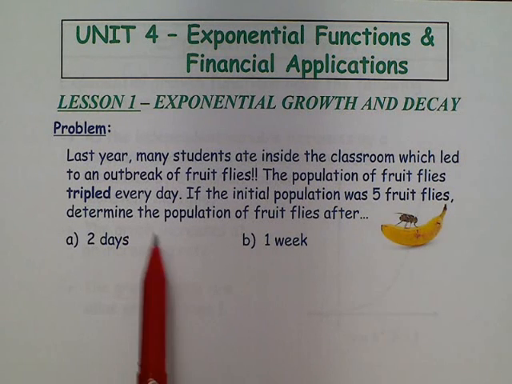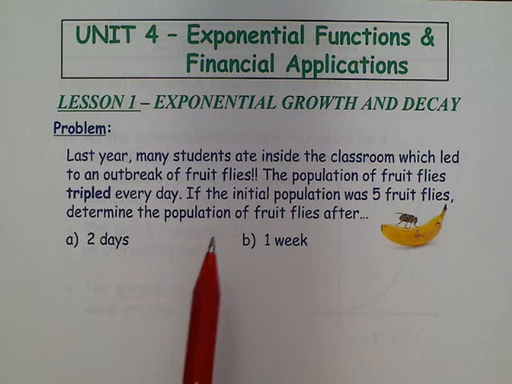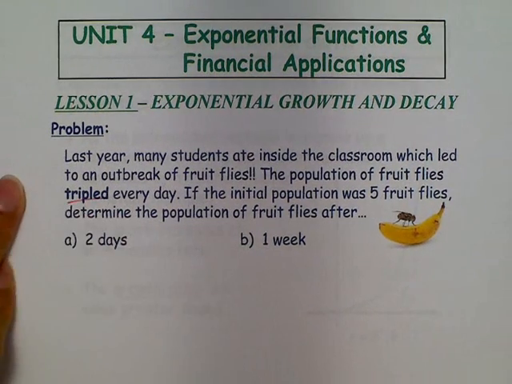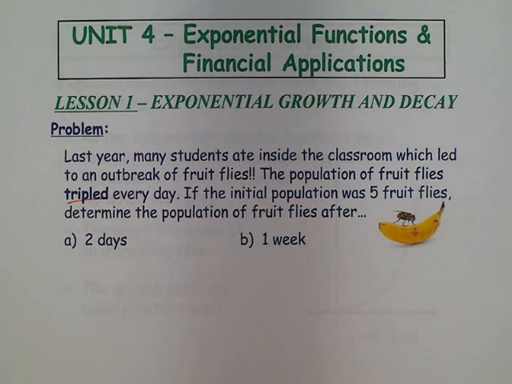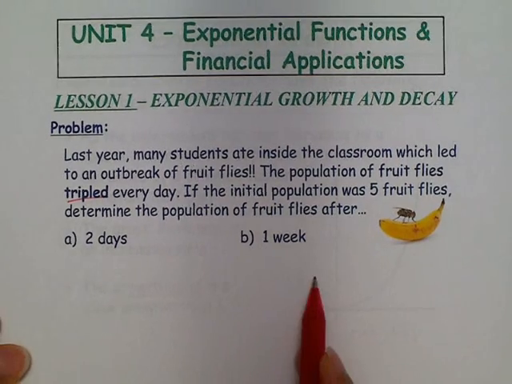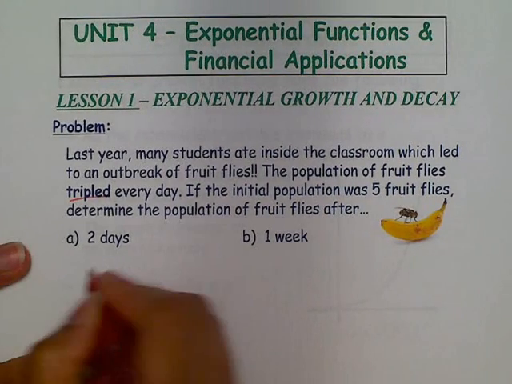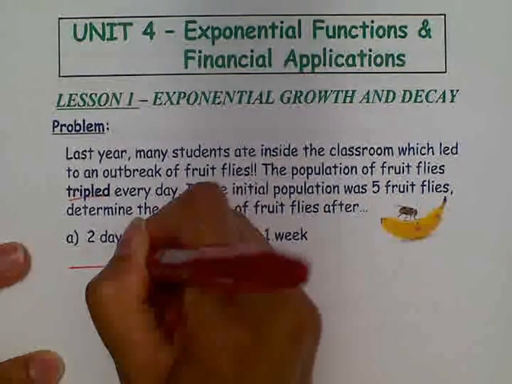So here's a problem where we can see some exponential growth and decay. Last year, many students ate inside the classroom, which led to an outbreak of fruit flies. The population of fruit flies tripled every day. If the initial population was 5 fruit flies, determine the population of fruit flies after 2 days and then after 1 week. So I'm going to draw a little table here just to try to organize my work.